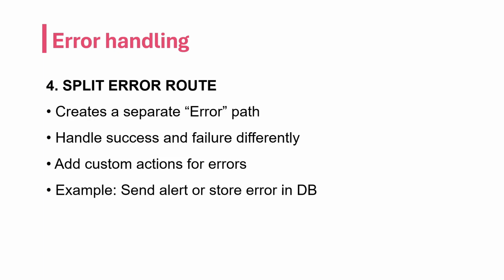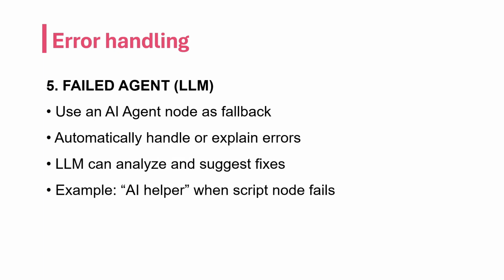Now, the fifth is fallback agent through LLM. Here is a really cool use case, a fallback agent using an LLM, that is a large language model. Using this, you can create a separate branch in your workflow using an AI agent node that catches errors and automatically responds with a fix. For instance, if your function node fails, the LLM can receive the error message, analyze it, and tell you why it happened, or even generate a corrected version of your script. This adds intelligence to your workflow and acts like your personal troubleshooting assistant inside n8n.